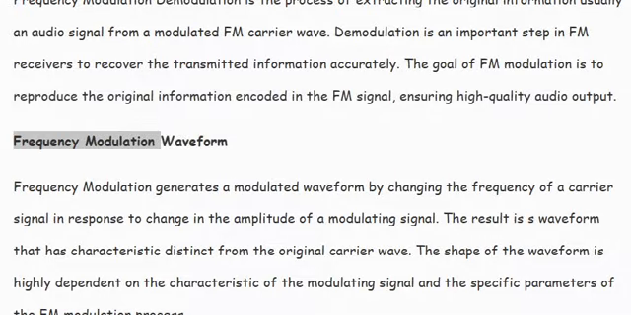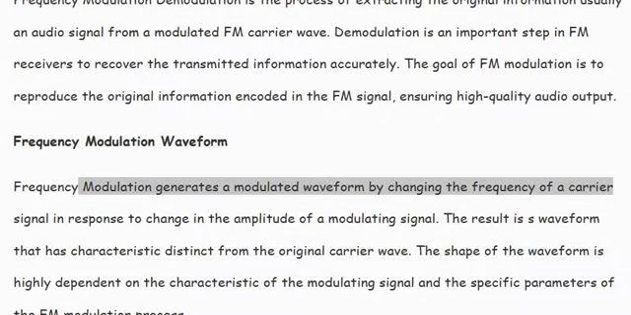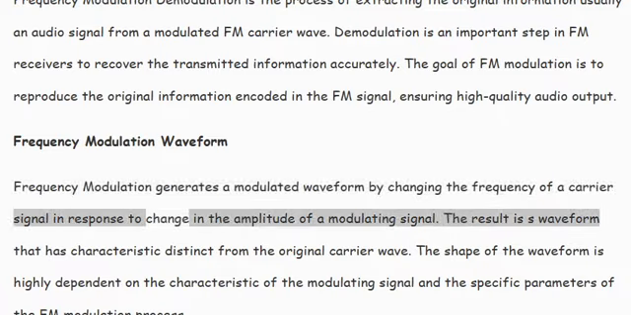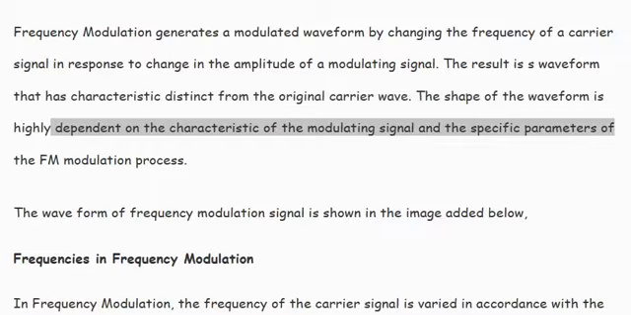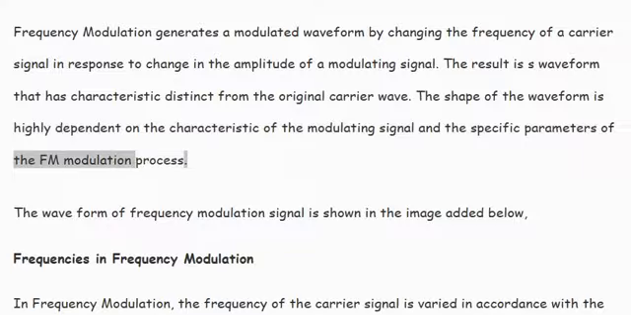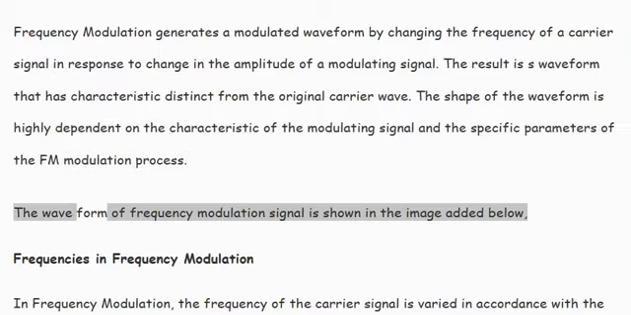Frequency modulation waveform. Frequency modulation generates a modulated waveform by changing the frequency of a carrier signal in response to change in the amplitude of a modulating signal. The result is a waveform that has characteristics distinct from the original carrier wave. The shape of the waveform is highly dependent on the characteristics of the modulating signal and the specific parameters of the FM modulation process. The waveform of a frequency modulation signal.